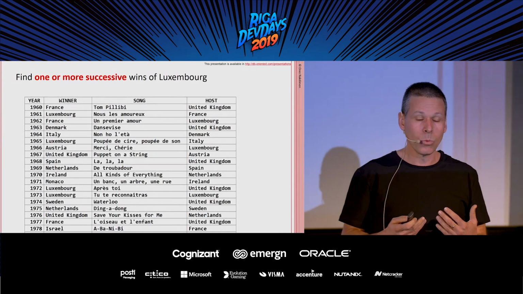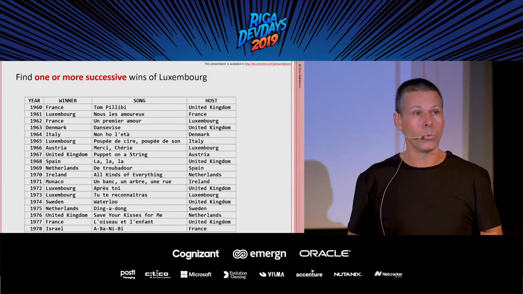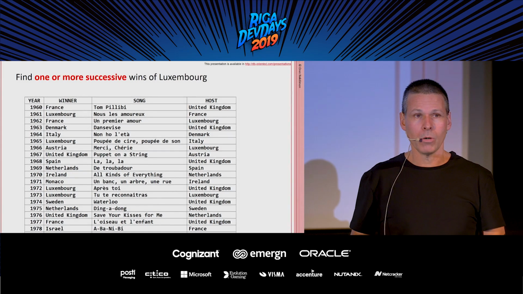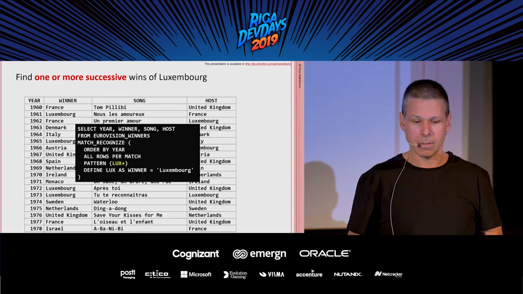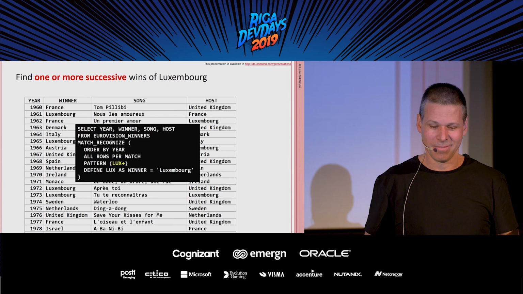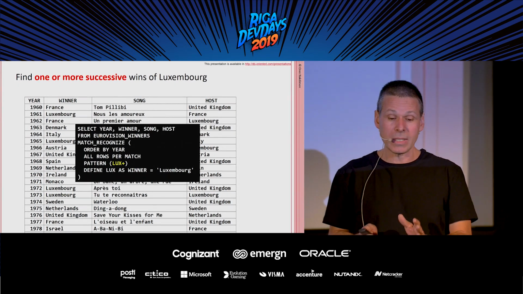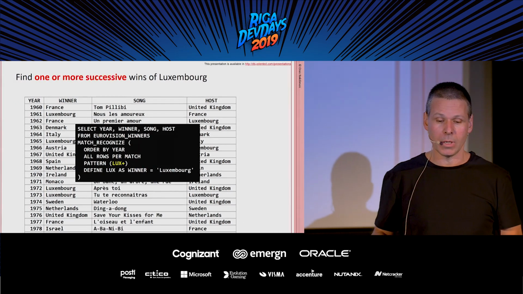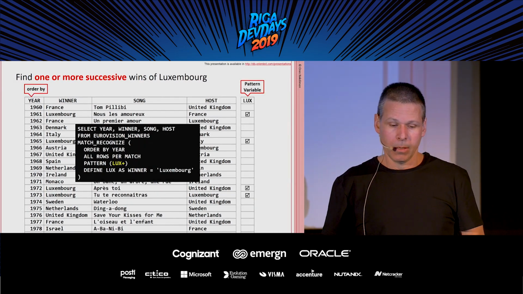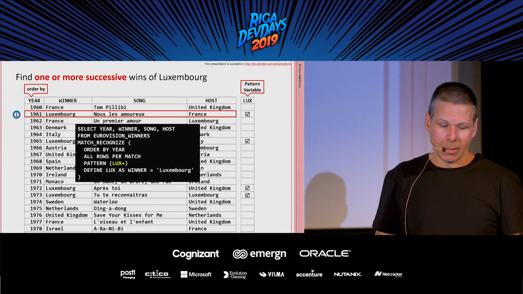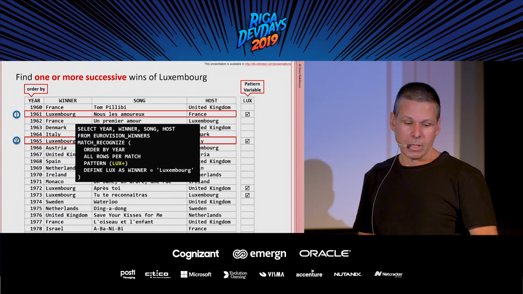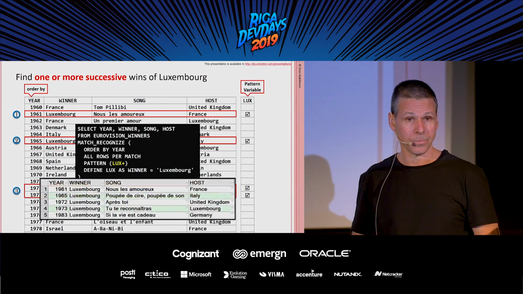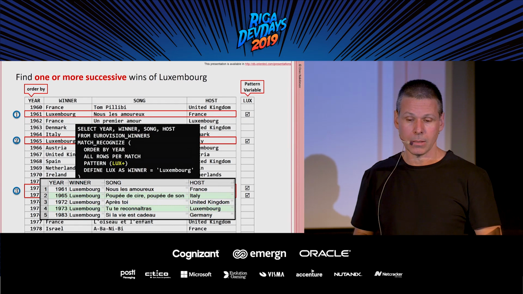So let's now find 1 or more successive wins of Luxembourg. Which quantifier should we use? 1 or more? You were not listening. Plus. So this is the only change. The pattern now is Lux plus, 1 or more Lux records. So this is a match with 1 record, this is another match with 1 record, and this is a match with 2 successive records. And this is the output.